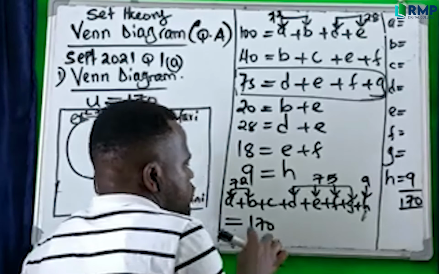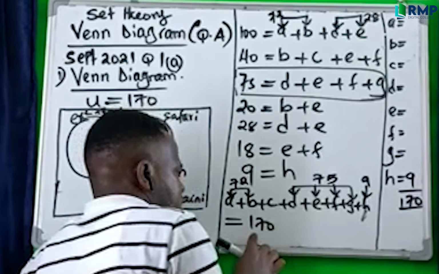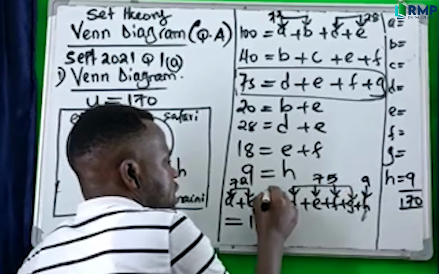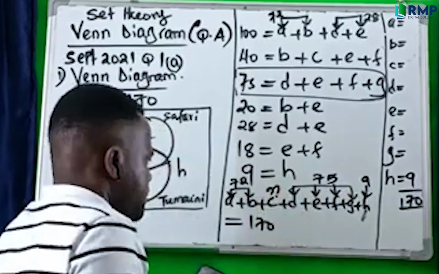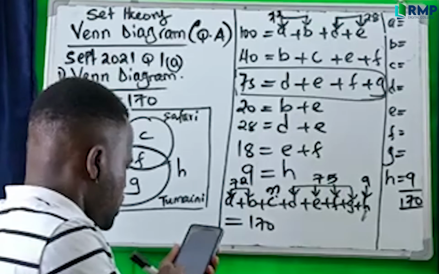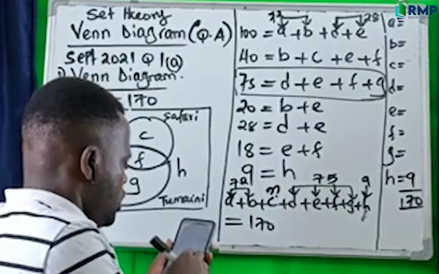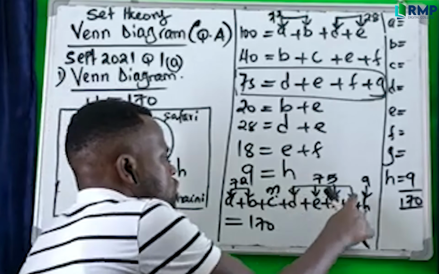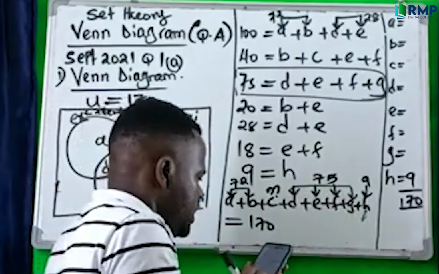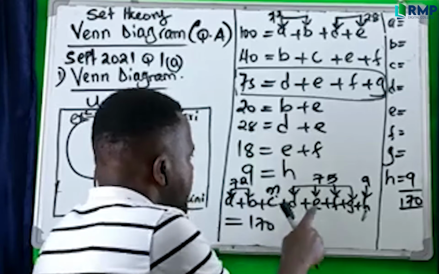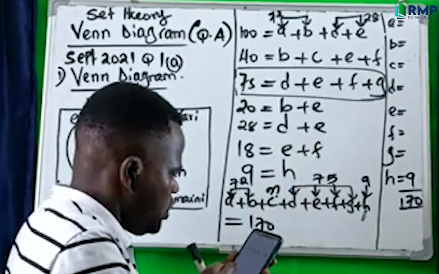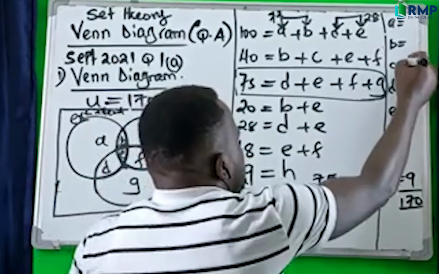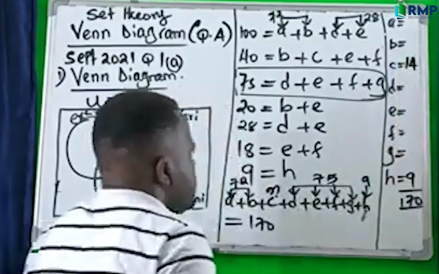The rest, I have their values, and the total should be 170. So 170 minus 9, minus 75, minus this 72, I should get what? C. So C will be 170 minus this 9, minus the total of this DEFG, which is 75, minus again this 72, and then you get your C as 14.